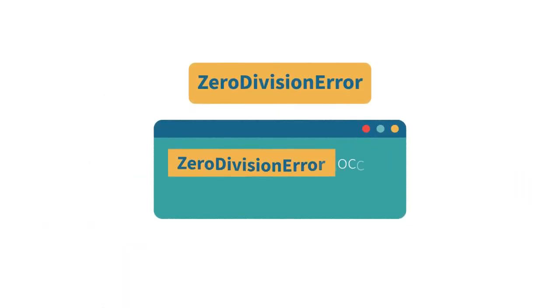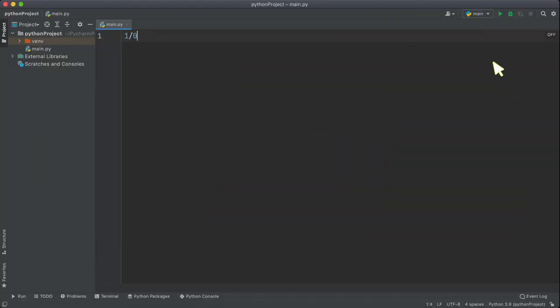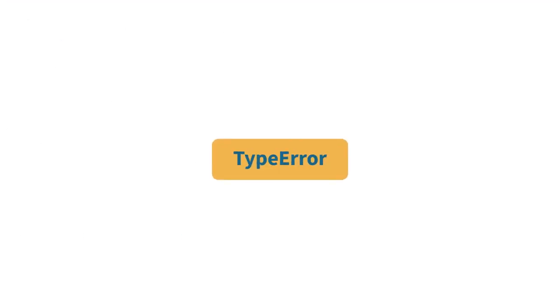Dividing by 0 leads to a zero division error. Remember the type error?